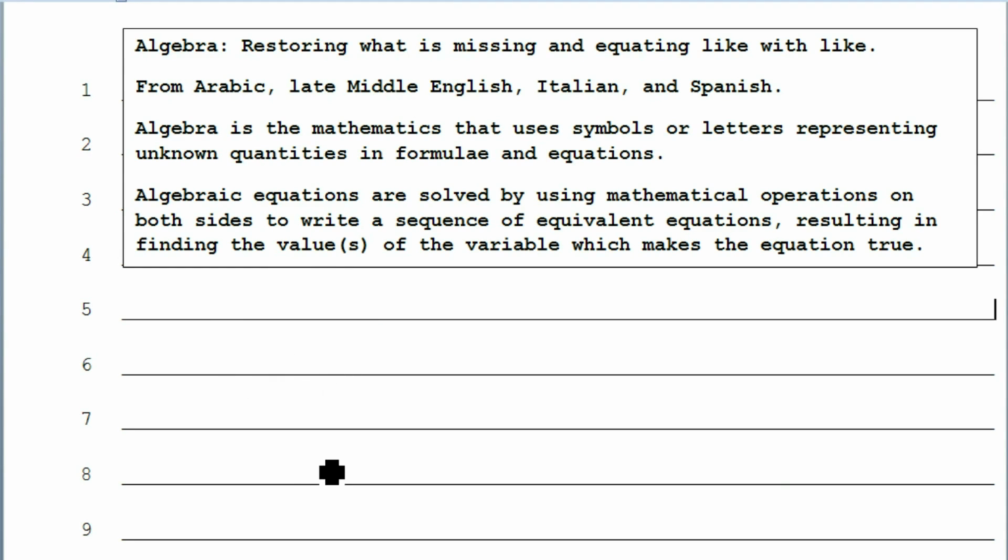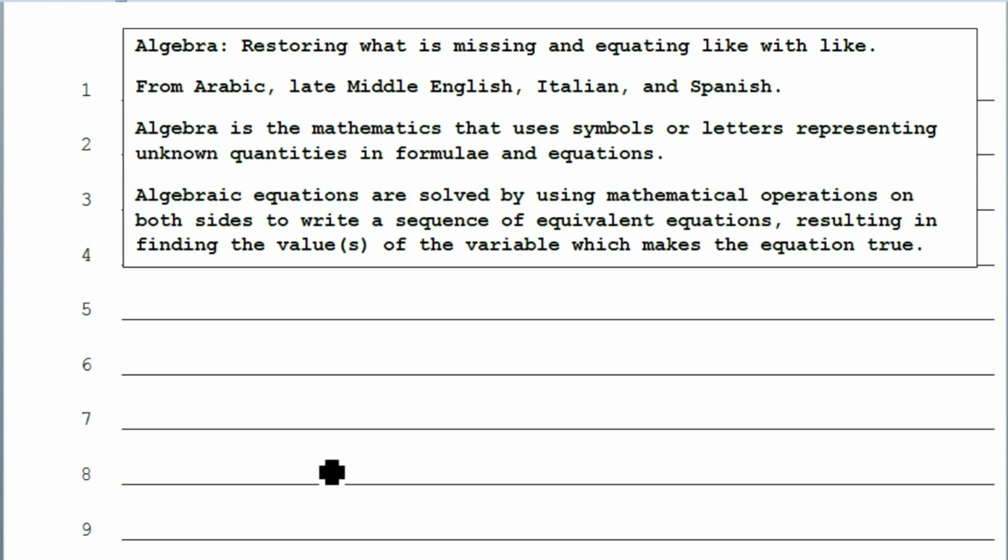Algebra. What is it? The word comes from Arabic, through words in Middle English, Italian, and Spanish. It means restoring what is missing and equating like with like. Algebra is mathematics that uses symbols or letters representing unknown quantities, and formulas and equations.